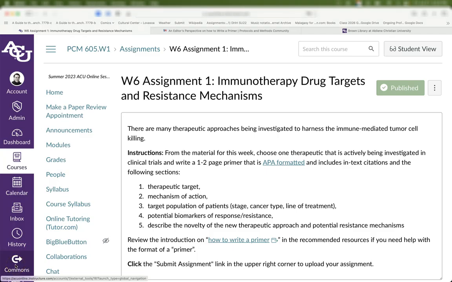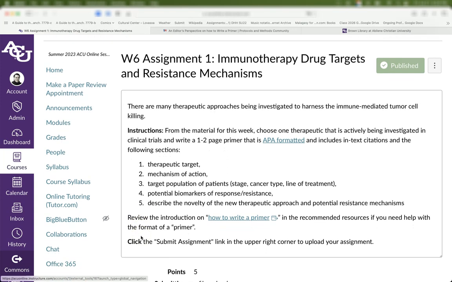This is one of our less formal webinars in this series, and so we're going to be looking at a precision medicine assignment here that happens to involve immunotherapy drug targets and resistance mechanisms. And so if we look at the instructions here, it lays out one way to approach writing this task of how to write a primer.